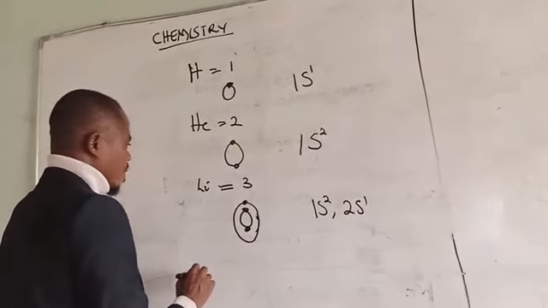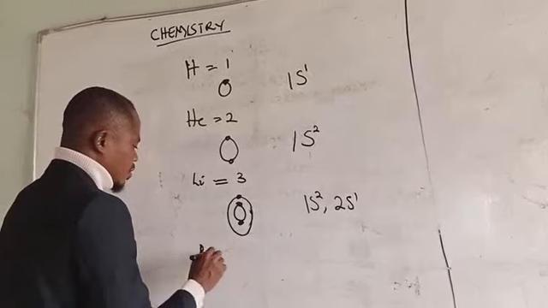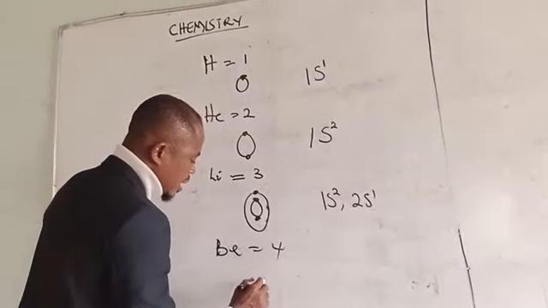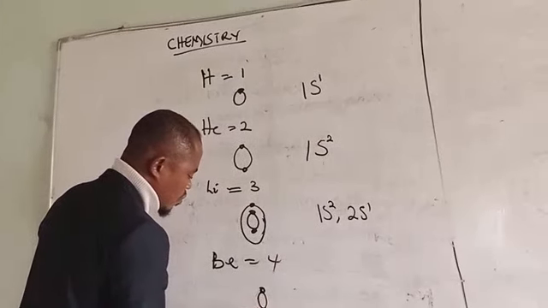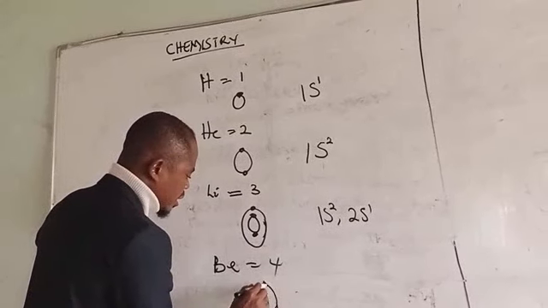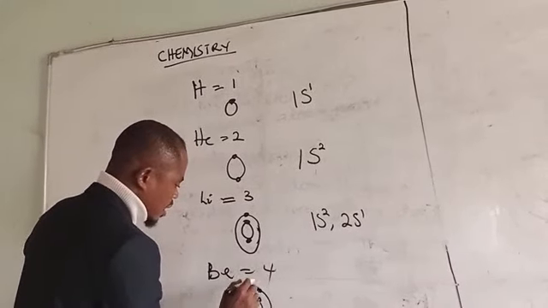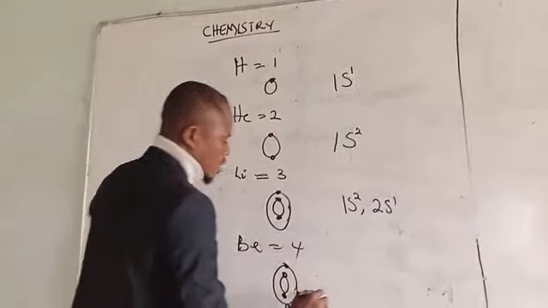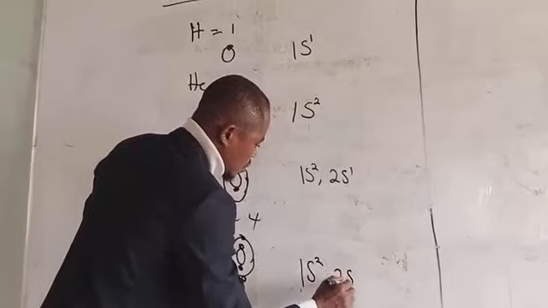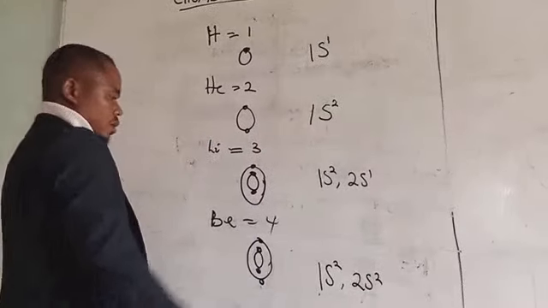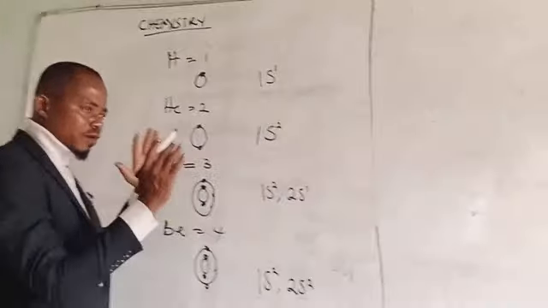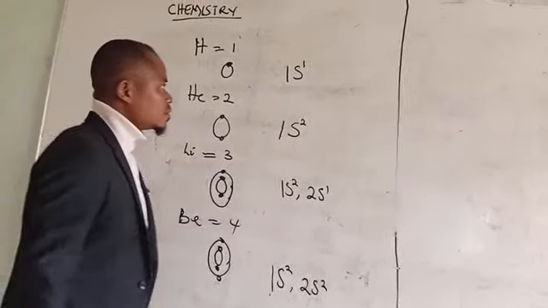Now we have beryllium, 4. First shell will take a maximum of 2 electrons. The second shell will also take 2 electrons. 1, 2, 3, 4. So we're going to have 1s2, 2s2. You must have known electronic configuration before. It's just a recap. If you don't know, we'll have to create a separate topic to discuss it.